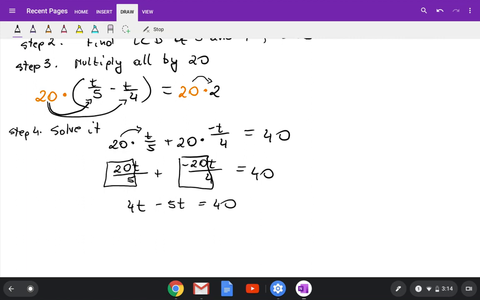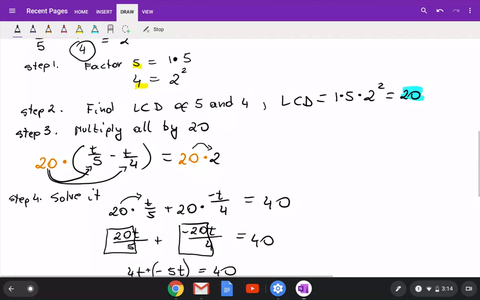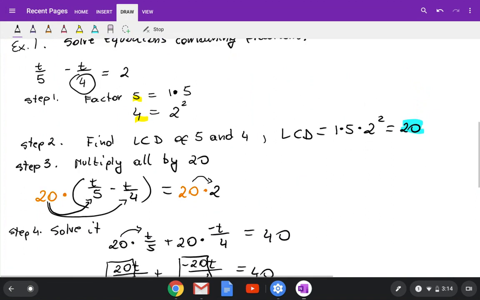So we're going to simplify. 4t plus negative 5t, we're getting negative t, equal to 40, and just divide all by negative 1. So we're getting t equal to negative 40. So this is the answer. And step 5 is check your solution.